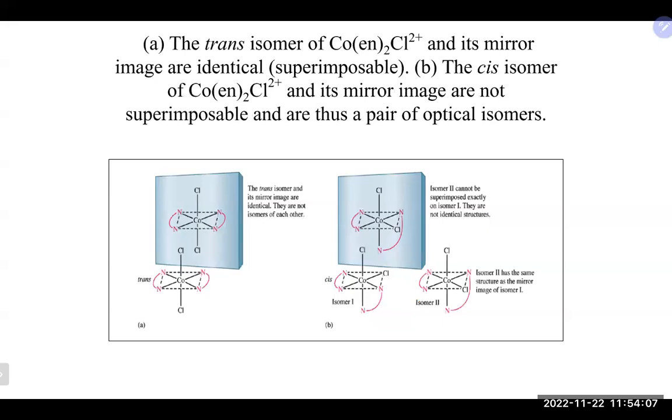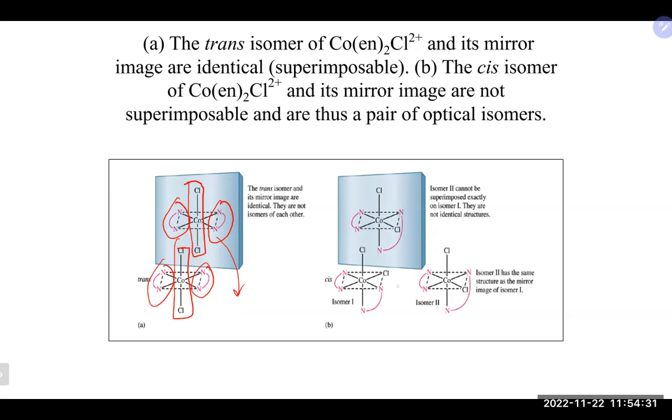Now, if we look at the trans isomer for this particular compound, and we do the reflection, if we pulled out the reflection, they will actually superimpose on each other. We have the same bonds happening here and here, here and here, and then through the middle there, they're all the exact same bonds. So in connection, they will superimpose.